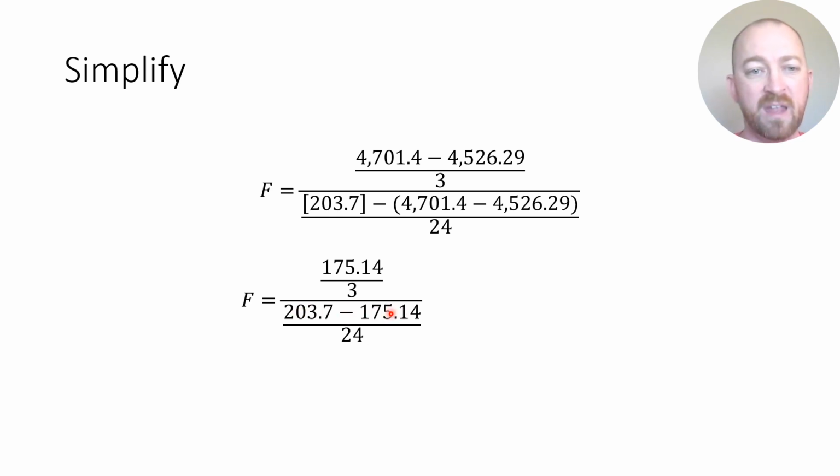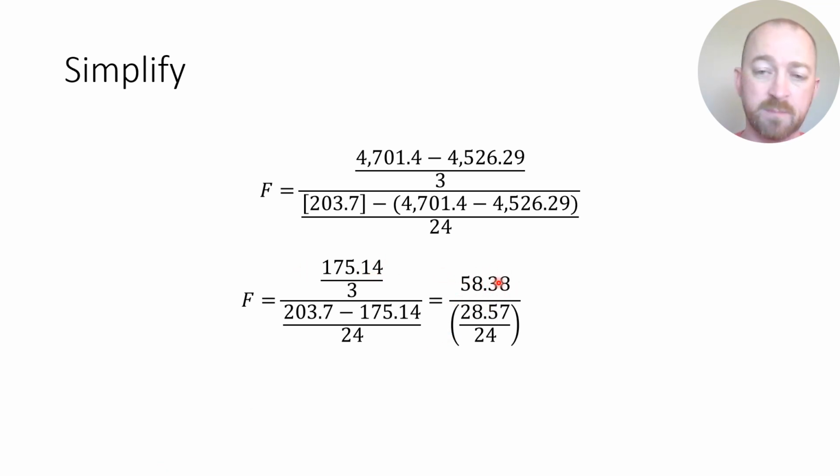So once we subtract there, we get something called the within groups variance, or the sum of squares for the within groups variance, I should say. This is, of course, the degrees of freedom for the within groups variance. All right, so here's what we have now. We have a total mean squares is what that is. This becomes the mean squares of 58.38. That's just 175.14 divided by 3. And of course, the difference between 203 and 175 gives us a sum of squares for the within groups variance of 28.57. We're then going to divide this, of course, by that. So 28.57 divided by 24 gives us the mean squares for the within groups variance, which is 1.19.